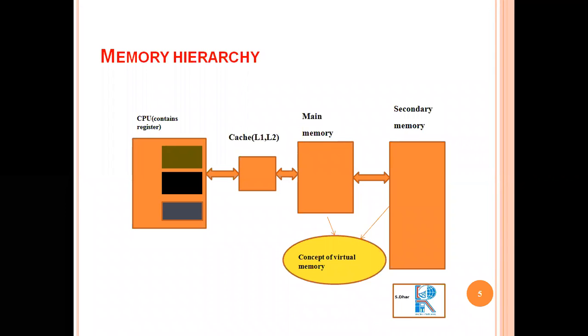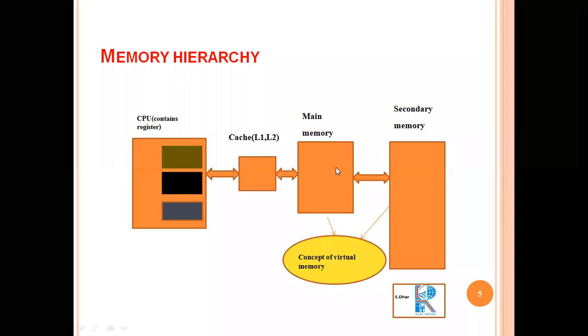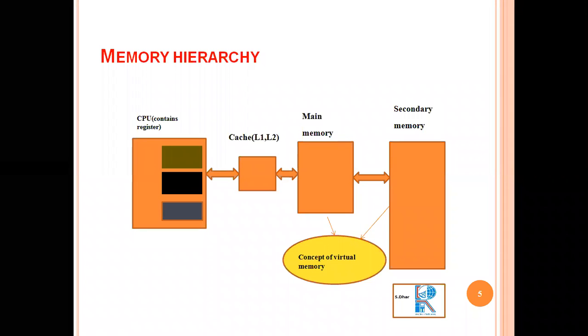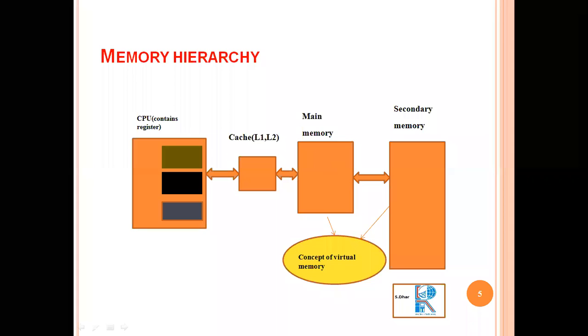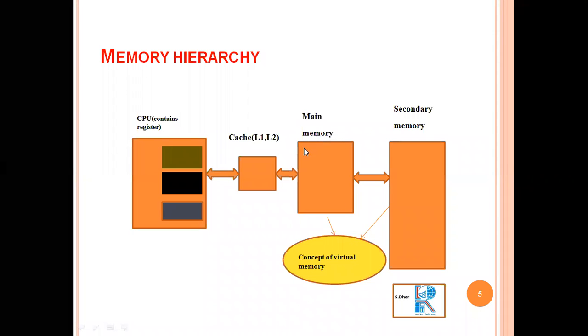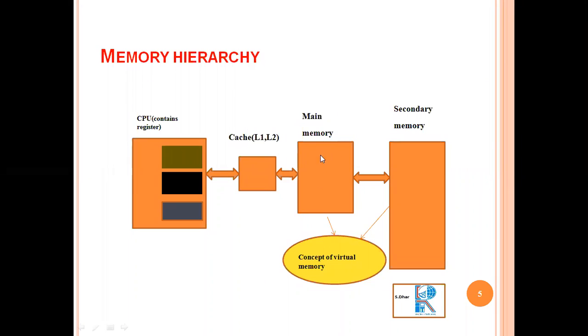Main memory is also volatile. What is the meaning of volatile? Volatile means, suppose you have written a program and the program is stored into the main memory. If power is down or power is off, then the data which is written in the main memory will be vanished, cleared, or erased. So this is a volatile type of memory, though this is a very high speed memory.